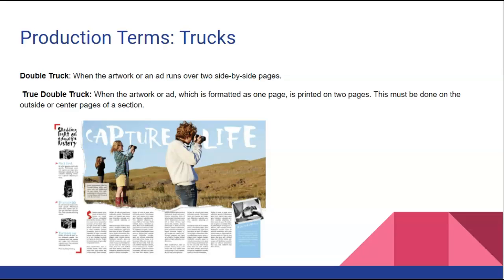If it's a true double truck, then it means the artwork is actually printed on one page. Looks like that too. That will only happen if it's dead in the center and there'll be staples going down it, or maybe on the outside. That's the only time you get true double trucks in periodicals.